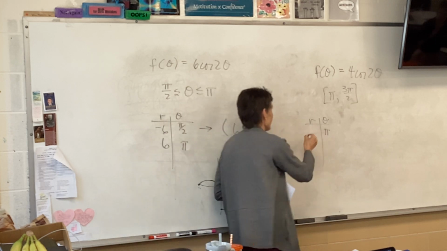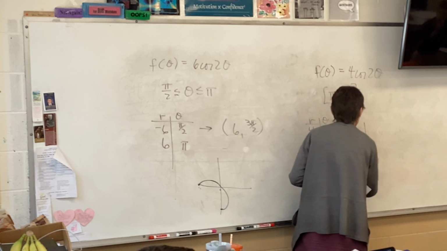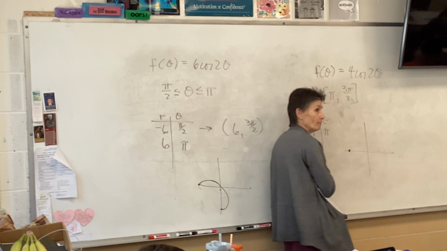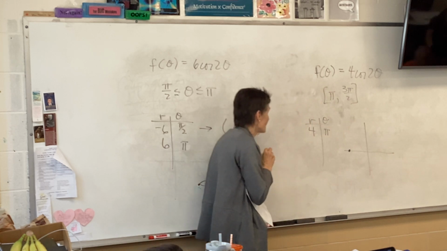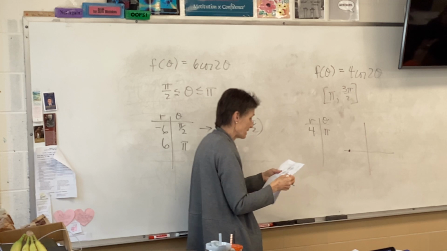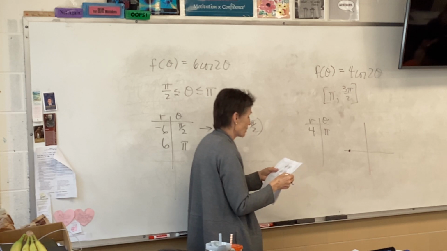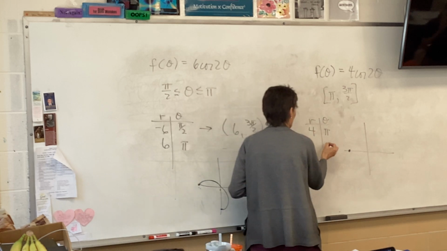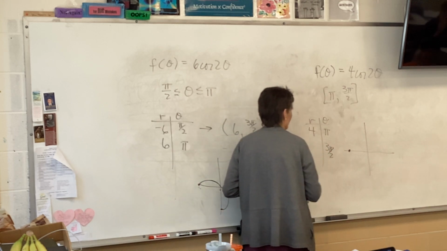Turns out to be 4. So if I'm looking at my graph, pi over 4 would be over here. Okay. Now, they didn't give me any interval here. But I bet I can do it without that. Plug in 3 pi over 4. What do you get when you plug in 3 pi over 4?